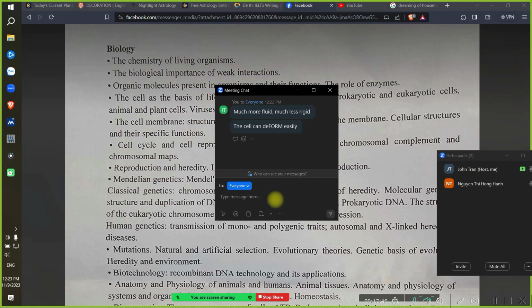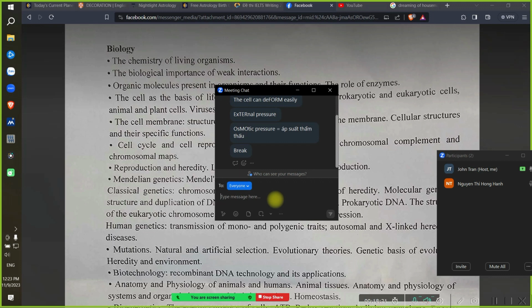Because of external pressure, caused for example by osmotic pressure, or other kinds of pressure, it can cause the cell to deform and break. So we have to be careful without it.